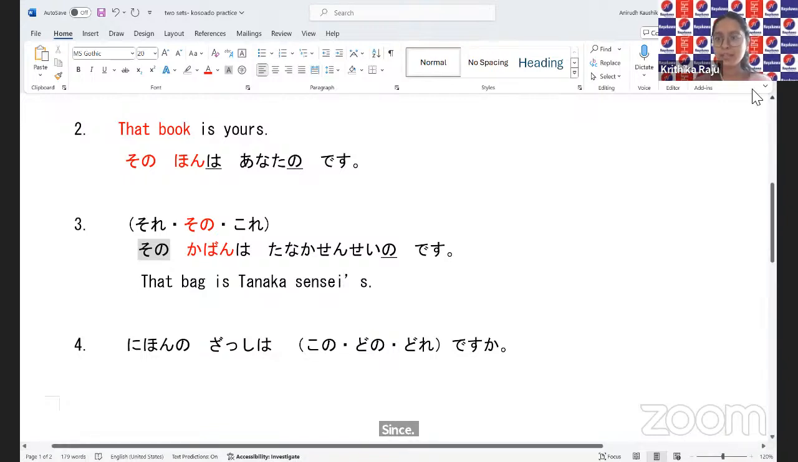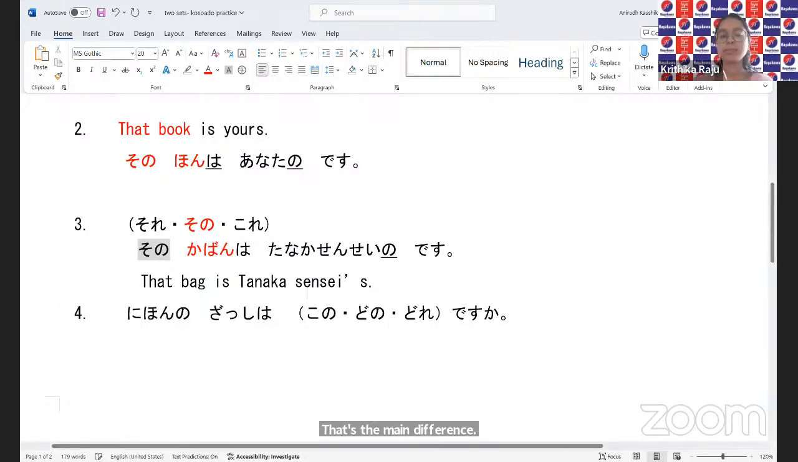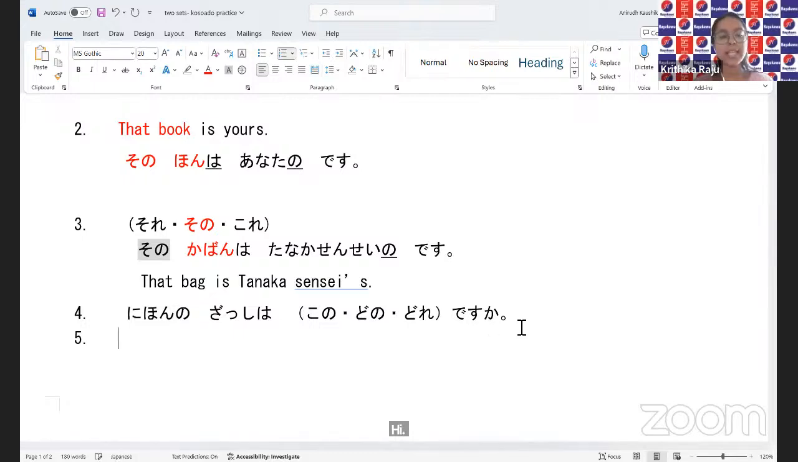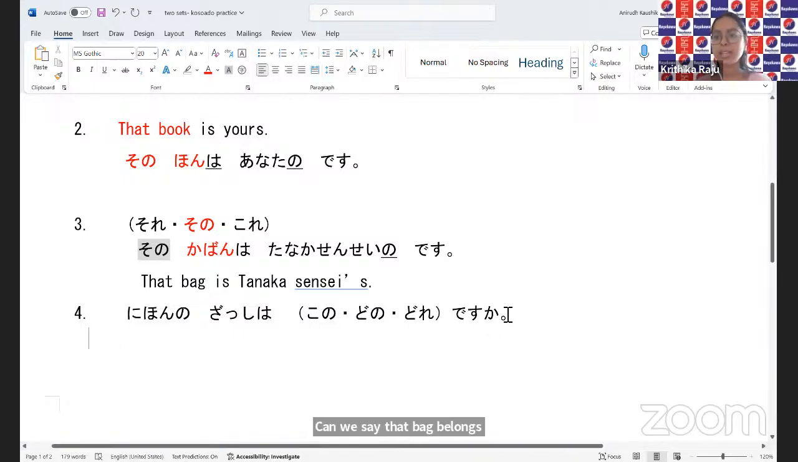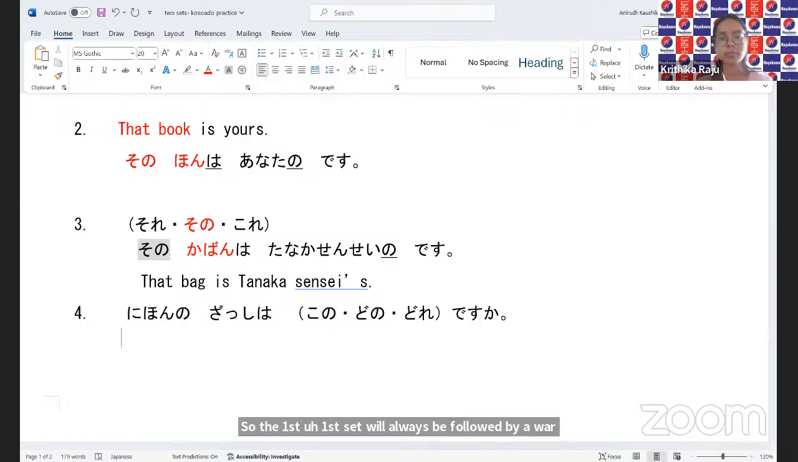That's the main difference. Sensei, can we say that bag belongs to Tanaka sensei? In English, you can translate it in different ways. You can say it's Tanaka sensei's, it belongs to Tanaka sensei, it's all the same. There are different ways to say the same thing. The idea is it's possession. You're talking about possession. So the first set will always be followed by a wa or a no. So it's a particle. And the second set will be before a noun, which is the book or the bag or the house.